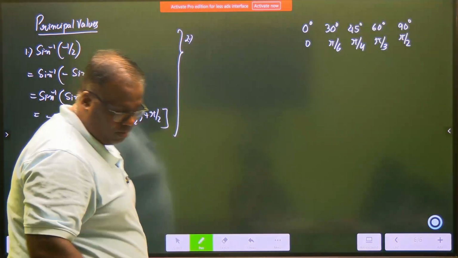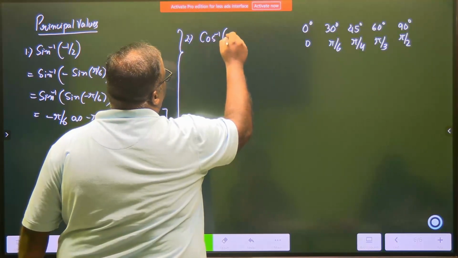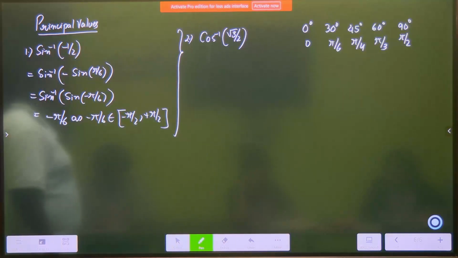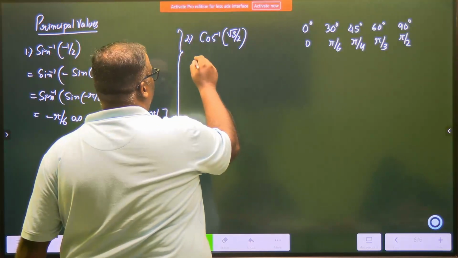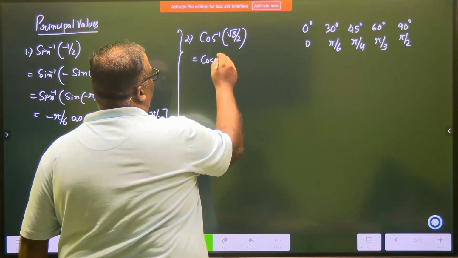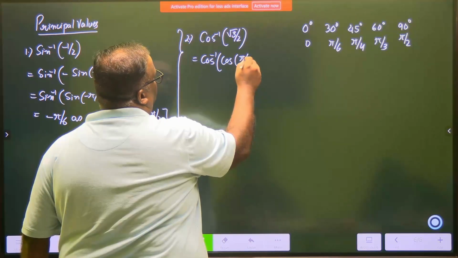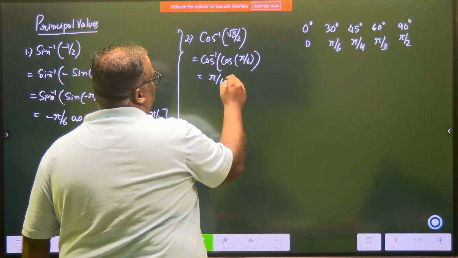Can you solve this problem? The next one. This is an easy one. Cos inverse root 3 by 2. Cos 30. Cos inverse cos of pi by 6. And you can straight away write pi by 6.